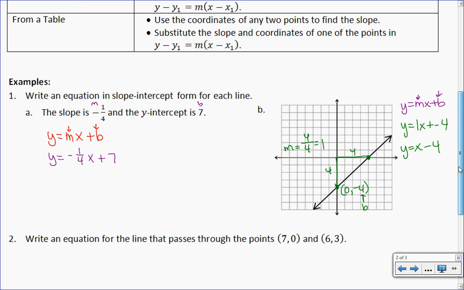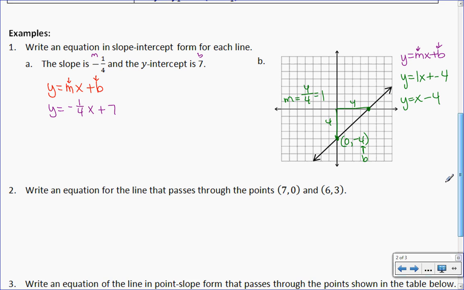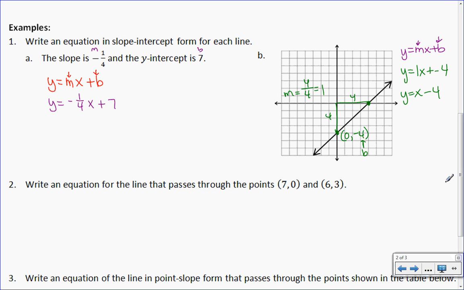For number 2, example 2 says write an equation for the line that passes through the points 7, 0, and 6, 3. Well, there's two different ways to do this, but regardless, the first thing we need to do, no matter which method we're going to choose, is to first find slope. And this we did in section 8.6.